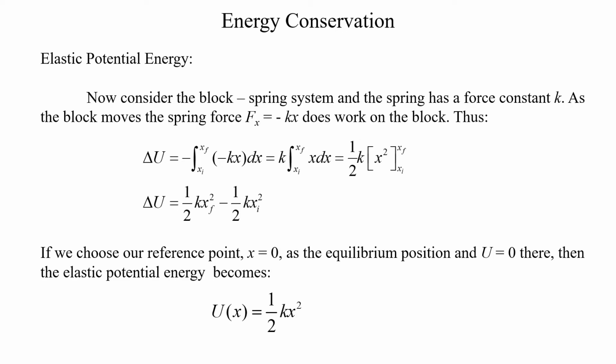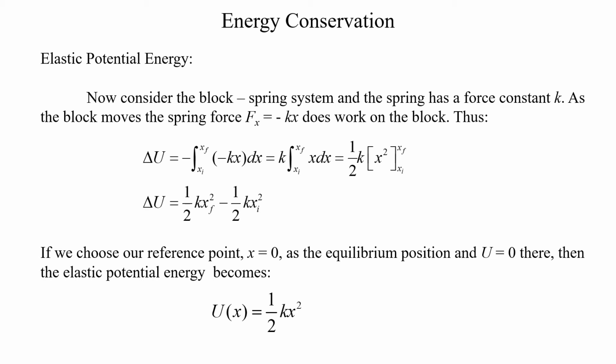All right, now let's try the spring system, the block-spring system. Considering a block-spring system, the spring has a force constant k. As the block moves, the spring force, F equals minus kx, does work on the block. Thus, the change in the potential energy equals the negative of the integral from our initial x to our final x of minus kx dx. k, of course, is a constant, so we get k times the integral from x initial to x final of x dx. And the integral of x dx gives us 1/2 x squared. So we have 1/2 kx squared evaluated from initial position to final position: 1/2 kx final squared minus 1/2 kx initial squared is our change in elastic potential energy of the block-spring system.